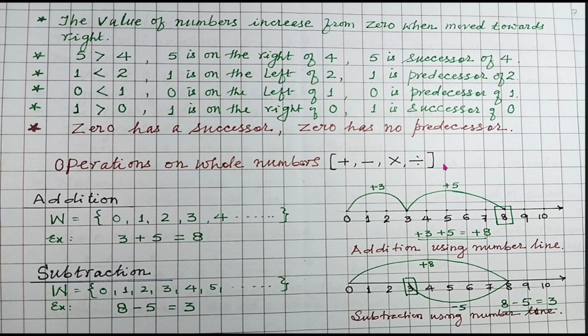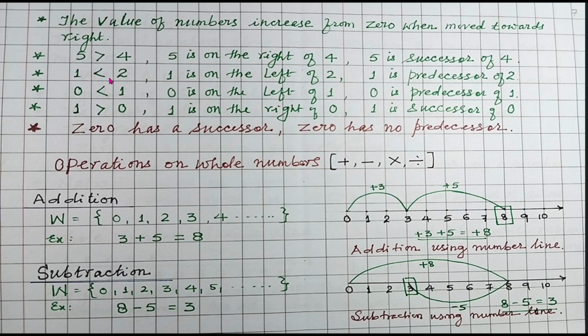Now the next point of our discussion is the value of numbers. If you go along the number line, the value of numbers increase from 0 when moved towards right. 5 is greater than 4 because 5 is to the right of 4, 5 is on the right side of 4, 5 is successor of 4.